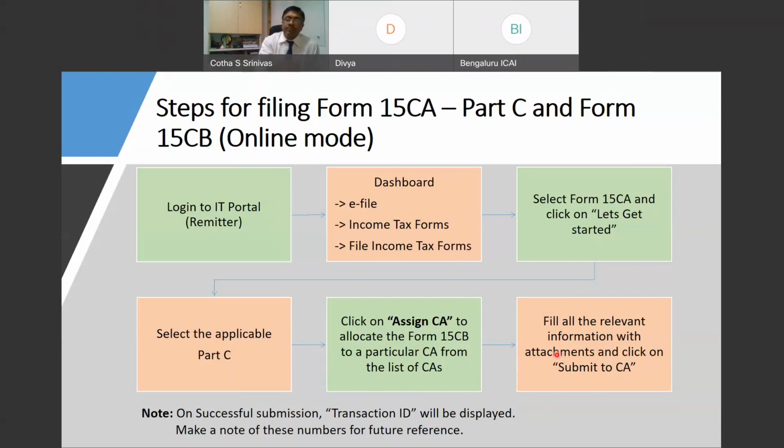What are the attachments? Maybe he can attach the invoice, or he can attach an agreement. He can attach, I think, no PA declarations. Whatever can be attached, I think maximum 5 or 6 documents you can attach, and the size of total documents should be less than 50 MB, and the size of each document should be less than 10 MB or something like that. So you can attach all those things and submit to CA. On successful submission, transaction ID will be displayed. Make a note of these numbers for future reference. So the first step is the remitter will do all these things and submit to CA.